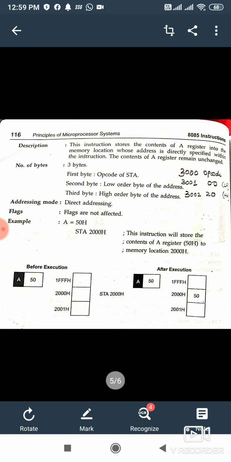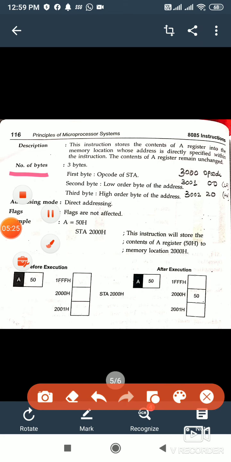Now the next instruction is STA address. Now let us take this instruction, STA address. STA address means store the contents of the accumulator at a given address. Whatever is in A is being transferred to a memory address. Now what will be the bytes of this instruction? If we see the number of bytes, it would be a 3 byte instruction.